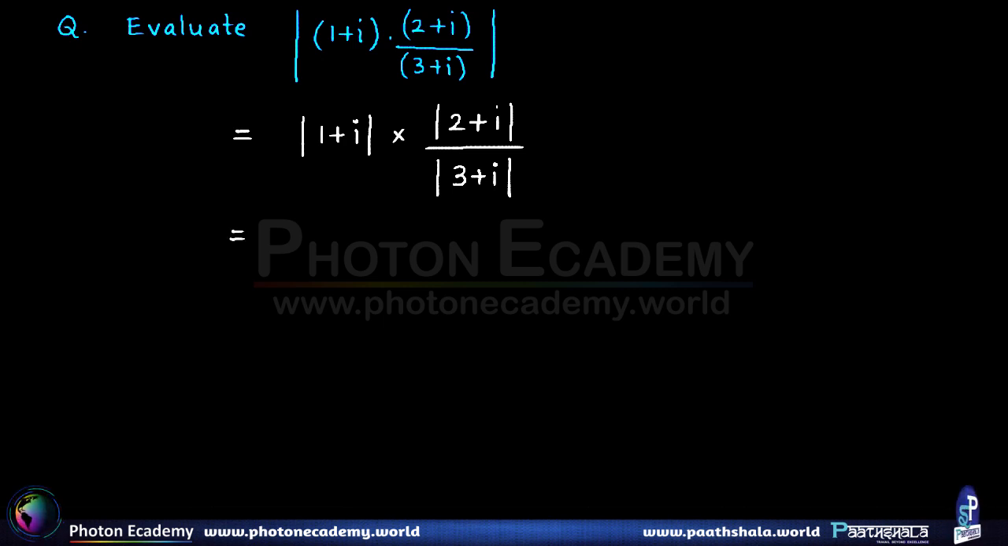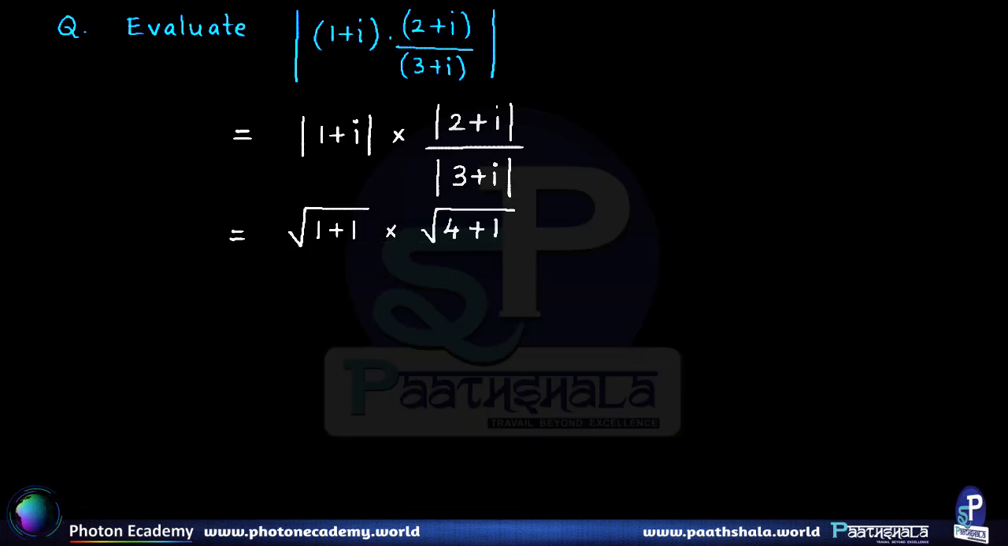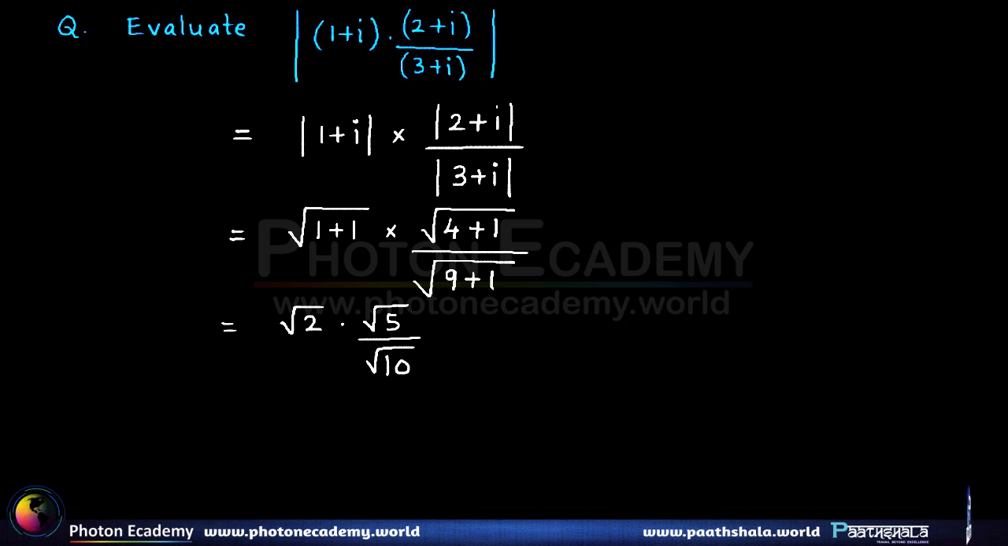Now here we know that modulus of 1 plus i is root of 1 square plus 1 square, which is root of 1 plus 1, into modulus of 2 plus i, which is root of 2 square is 4 plus 1, and divided by modulus of 3 plus i, which is root of 3 square is 9 plus 1 square is 1. So we have root 2 into root 5 upon root 10. And we know that numerator root 2 into root 5 is root 10. So that gives us the final answer as 1.